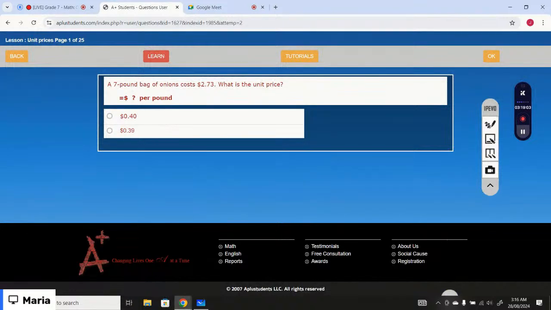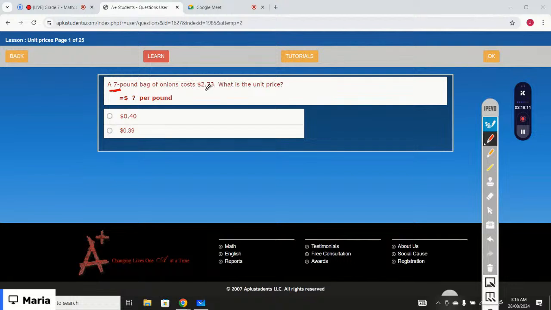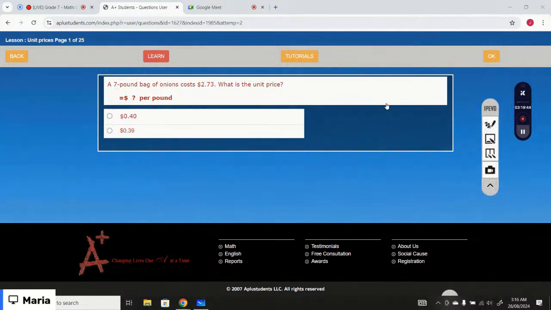Okay, a 7 pound bag of onions costs $2.73. What is the unit price? So basically, that is the 7 pound bag. So 7 pounds of onions cost $2.73. You need to calculate the price of 1 pound of onions. So you have to do 2.73 divided by 7. You can divide using 7 times 3 is 21 and 7 times 9 is 63. So the correct option is 0.39. So that means 1 pound of onions costs $0.39. Option number 2 is the correct option. Got it?